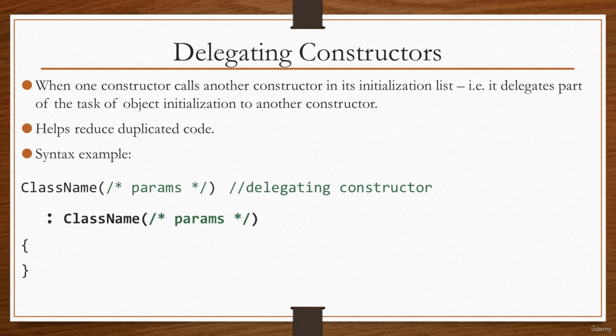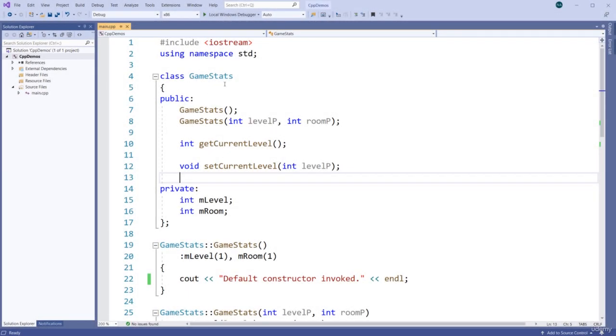of the syntax. We have some class name, again the constructor will reflect the name of the class. So I have class name, maybe a few parameters, then you have the initialization list, colon, class name, because this will delegate some work to another constructor. So I have class name and then some parameters and then the body. So this is a delegating constructor because it delegates some part of the initialization of that particular object to some other constructor. In this example, I'll use GameStats again.